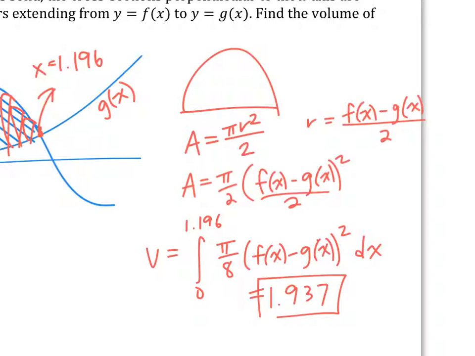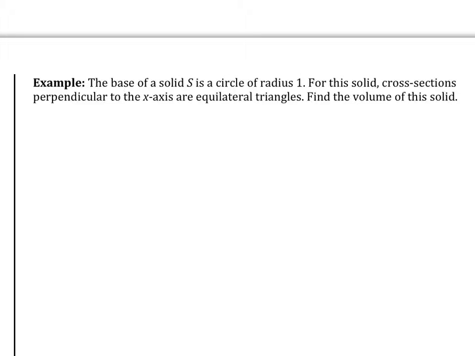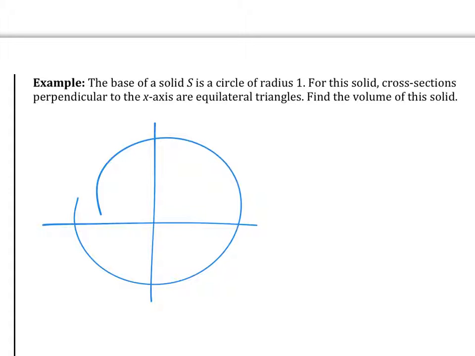Okay, let's do the last kind. This one is a little bit tricky. It's not really tricky, it's just that most people don't remember how to find the area of an equilateral triangle. Okay, same base. Base is a circle with a radius of 1. For this solid, cross sections are perpendicular to the x-axis, and they are equilateral triangles. So something like that. Find the volume of the solid.